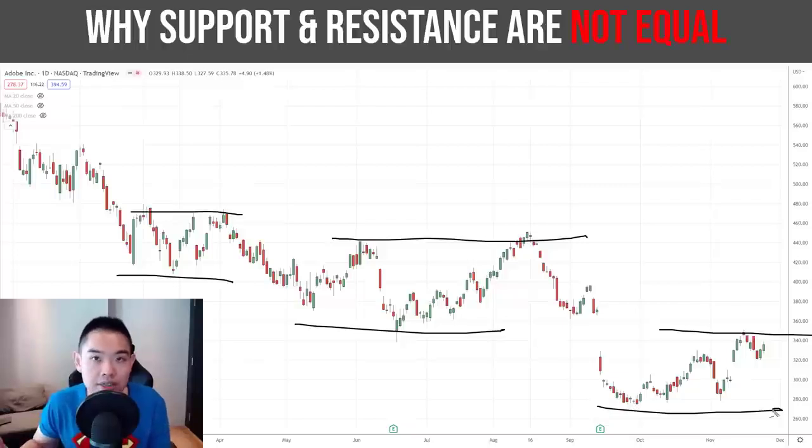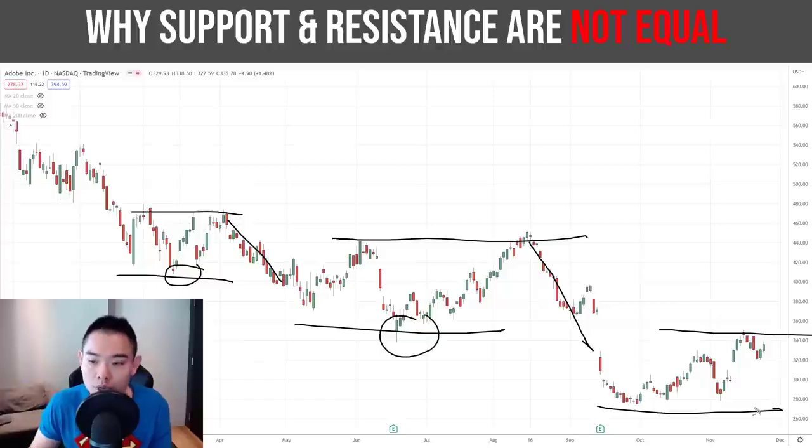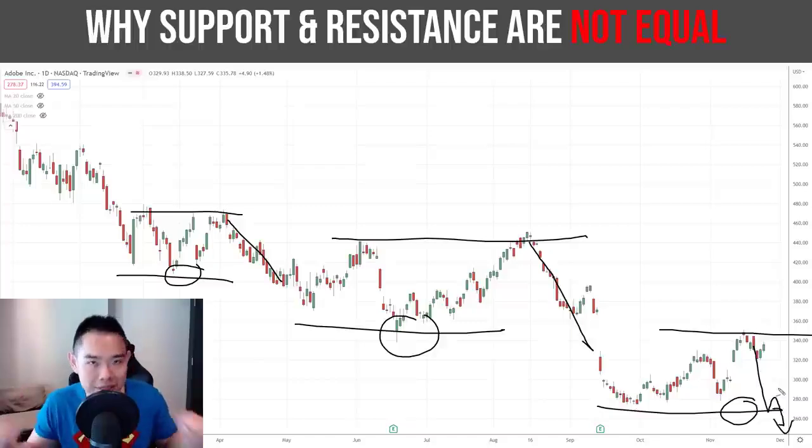And the answer is this. Resistance is more powerful in a downtrend, right? If you look at support, support is broken, right? Price then breaks down lower, breaks support. And if you ask me, if the trend continues down lower, this area of support is likely to get broken as well. So when the market is in a downtrend, resistance is more powerful, it's stronger.